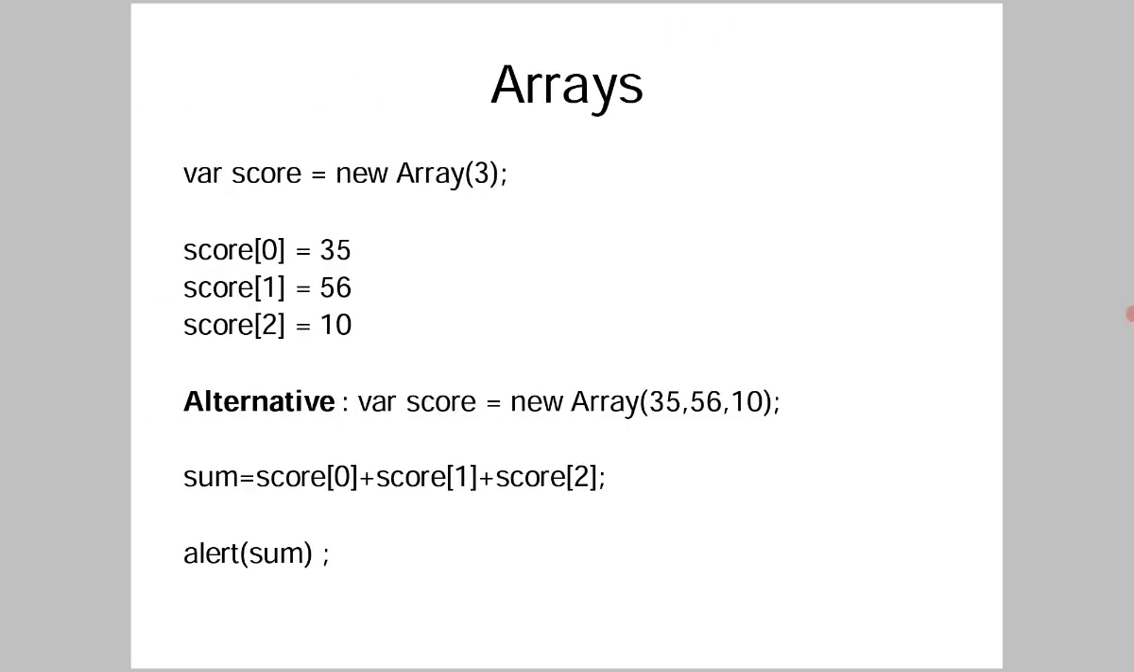So alert, what is alert? Alert is an input output function, a messaging function used to display some message on the screen.